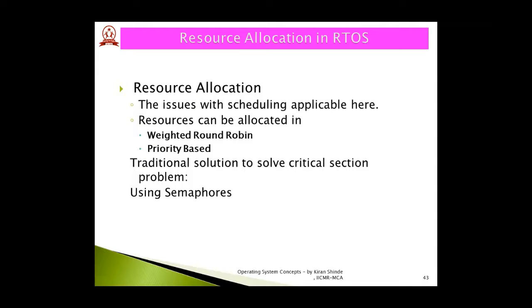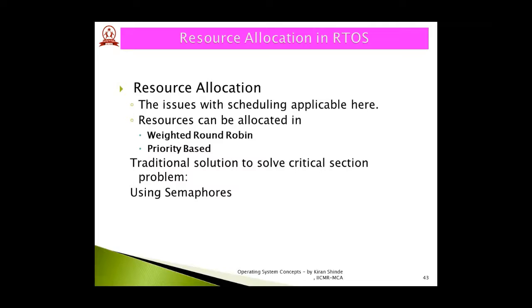Now let us try to understand how this resource allocation is done in RTOS. The issues with scheduling are also applicable here. We have seen there are three different types of scheduling in my last video session. The resources can be allocated in weighted round robin fashion, or based on priority. So these are the two popular ways the resource can be allocated in RTOS: weighted round robin and priority based.